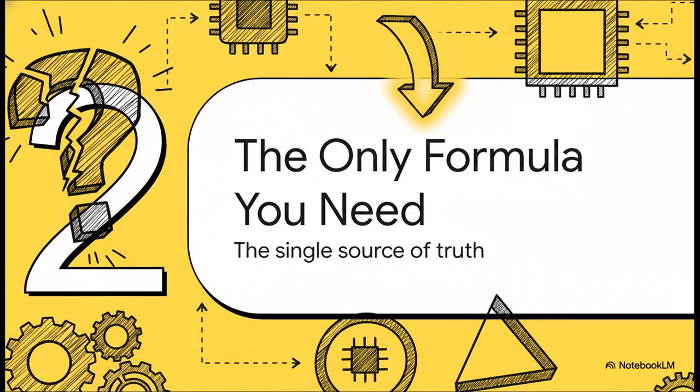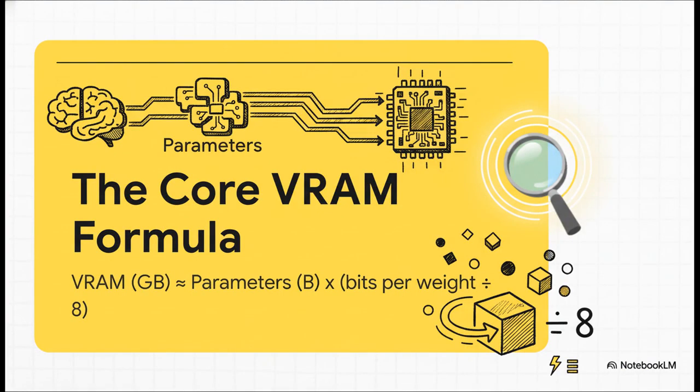Well, it all boils down to what I like to call the only formula you need. Seriously, this is pretty much the single source of truth that's going to let you figure out your VRAM needs every single time. And here it is. This is the whole enchilada. The VRAM you need in gigabytes is roughly the model's parameters in billions times the bits per weight, all divided by 8, because there are 8 bits in a byte. That's it. This one little formula explains pretty much everything, from a full-fat FP16 model all the way down to a super quantized 4-bit model.